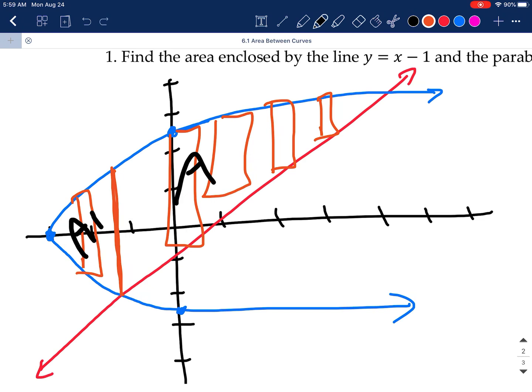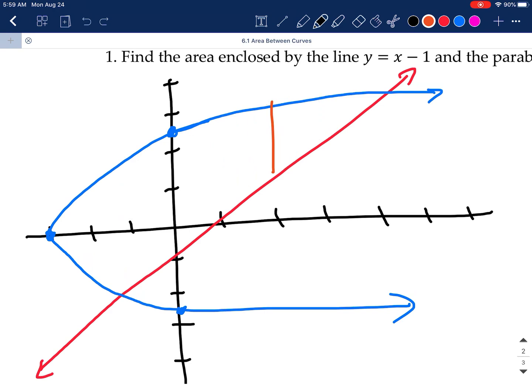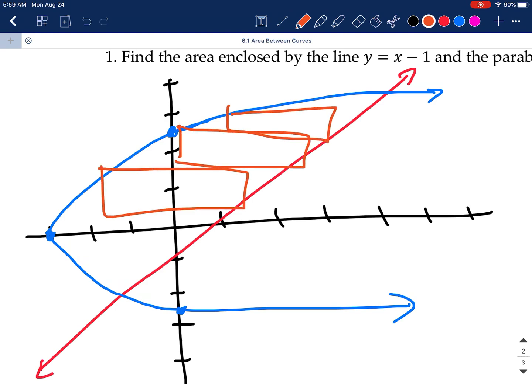So if we go back and look at the horizontal rectangles, perhaps we'll get a better outcome. And we can see, yeah, if I do horizontal rectangles, it's going to be red minus blue now, right minus left. And I can do it all the way from the top of the intersection to the bottom intersection. So I think we're going to want to use a function of y here.